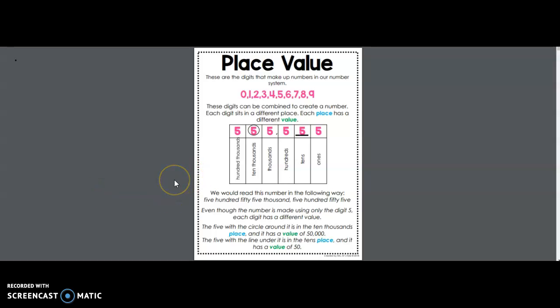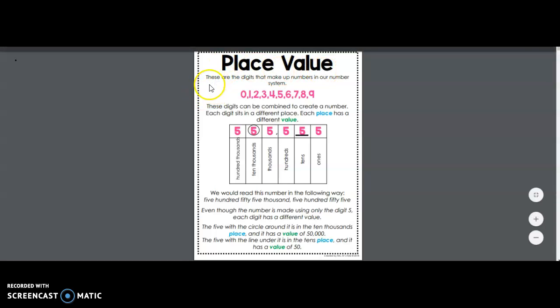Okay, so to begin our lesson, we're going to be talking about place value, and that's one of the vocabulary words that we need to know, and we're going to go over another couple vocabulary words that are going to be important to this unit that we're currently in. So place value. Place value, these are the digits that make up the numbers in our number system. So the digits 0, 1, 2, 3, 4, 5, 6, 7, 8, and 9. You use these digits to create a number.